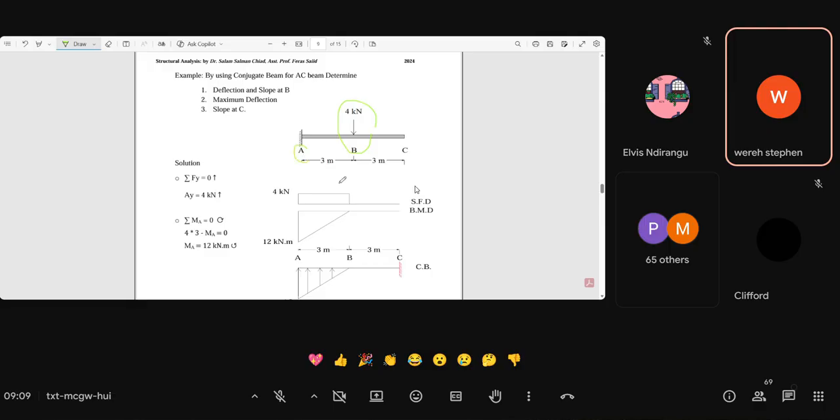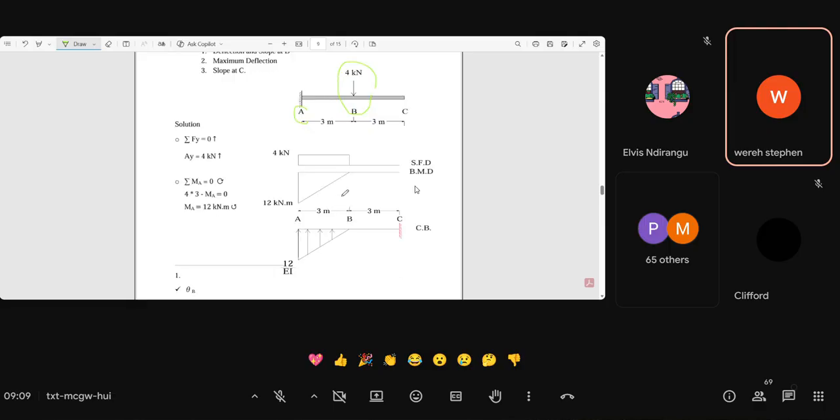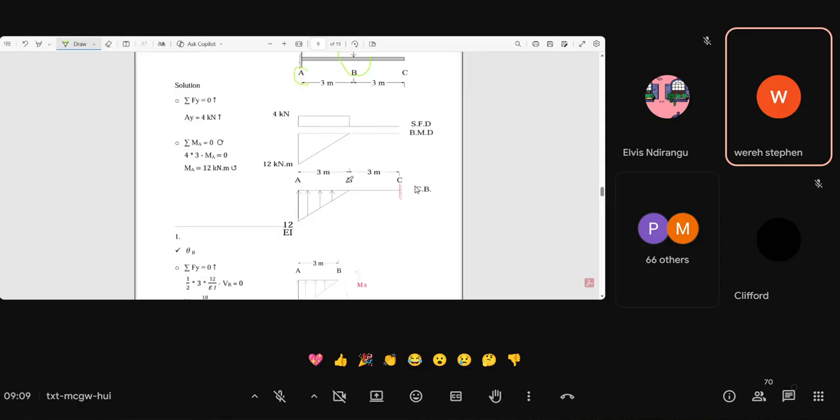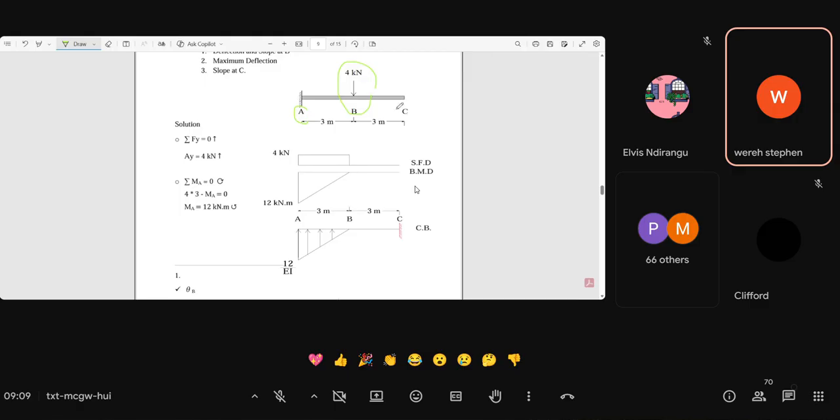Then you can draw the bending moment diagram. On the conjugate beam, you need to first of all draw the bending moment diagram for this thing. So if you draw the bending moment diagram, it's going to be like this. There's no need of drawing the shear force diagram. Don't draw it. Just draw the bending moment diagram. It will come up something like this. Okay. Then that thing you can divide by EI, and you load it on your conjugate beam.